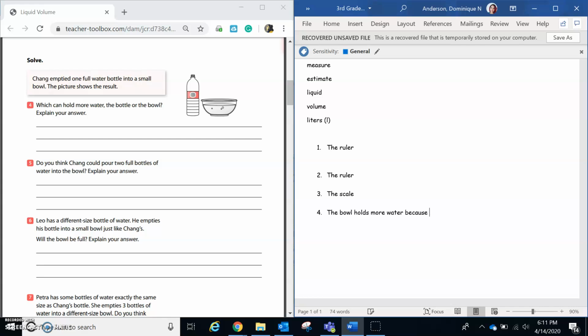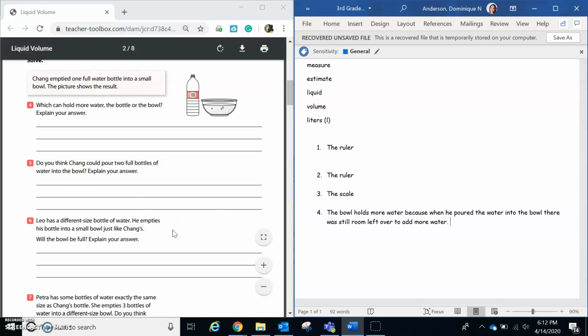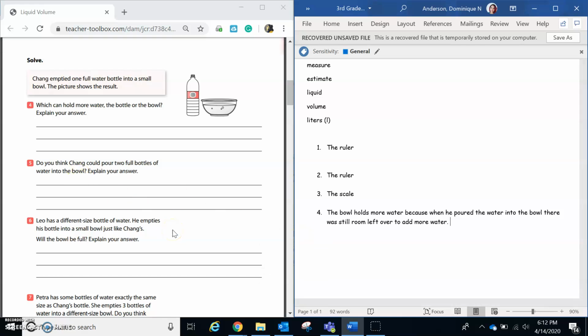because when he poured the water into the bowl, there was still room left over to add more water. Good job. Again, you may pause to finish writing your answer.